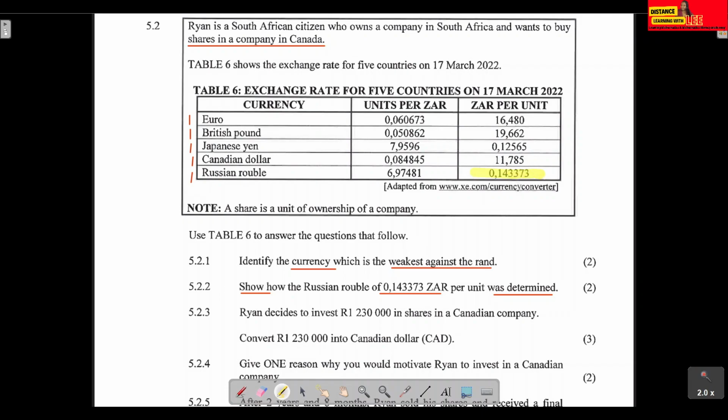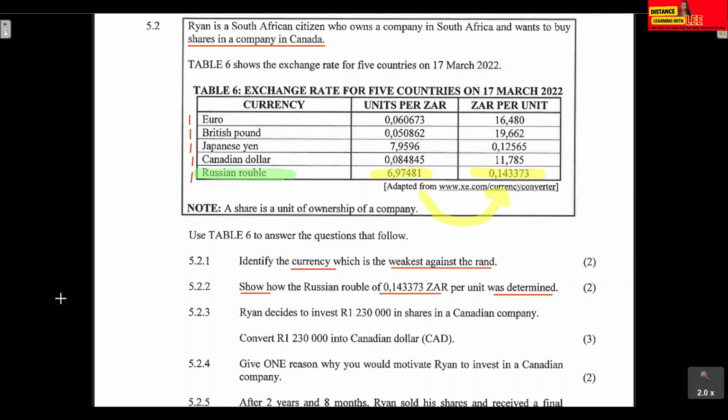And we want to show how that value was basically obtained, okay? So to show how this value was obtained, we're not going to use this last column. We need to use this column and the information that is given to us to show how this amount was obtained, because these columns are actually one and the same. It's just that this one looks at how many rands you will need to get one of these currencies, and then this column just looks at how much 1 rand will give you in terms of these currencies.